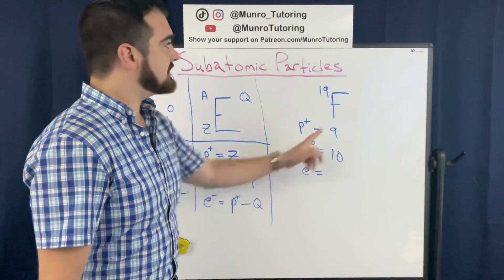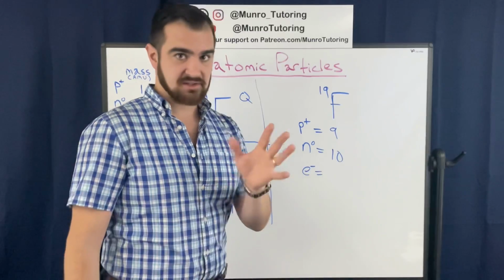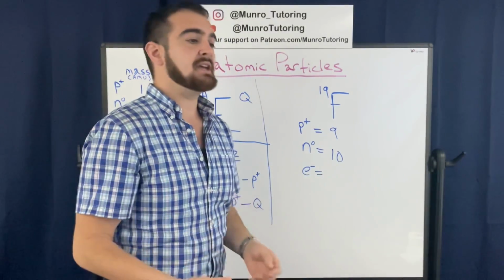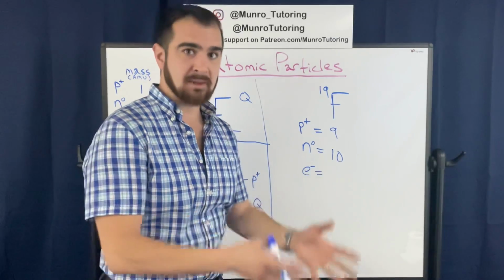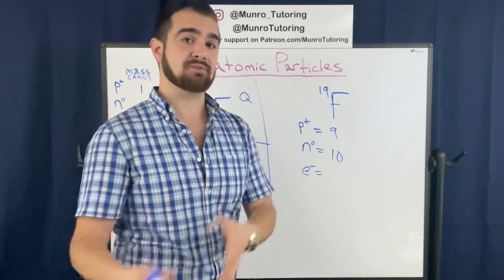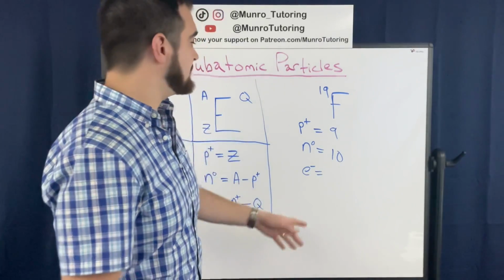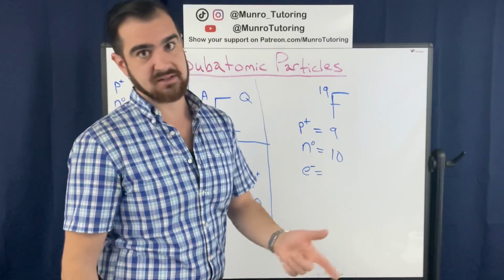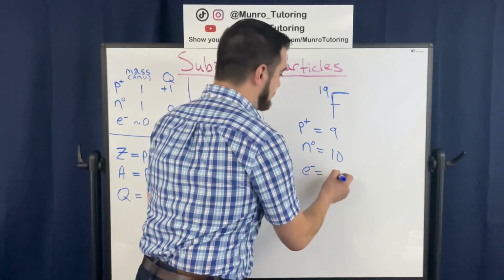So if there is no charge here, that means it's neutral, right? Now, you can just think about it logically. If it's neutral, it has to have the same number of positive things as negative things. So the same number of electrons as protons. So we know that it has to be 9, right? You need 9 negatives to cancel out 9 positives. So this is going to be 9.